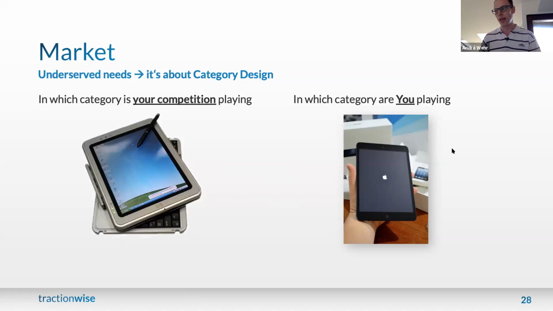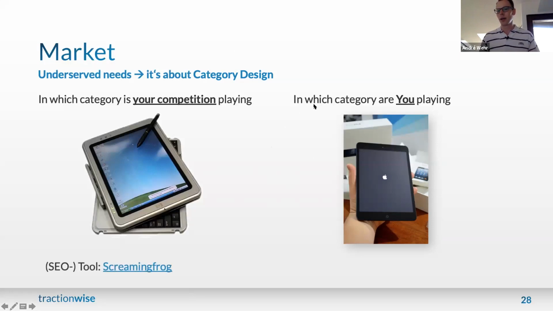So what they managed to do, as a result, is they delivered a new category, the category tablet computer, that has different features than a laptop has, and also different features than a smartphone has. What is that actually about? It's about category design, and it's about the underserved needs.